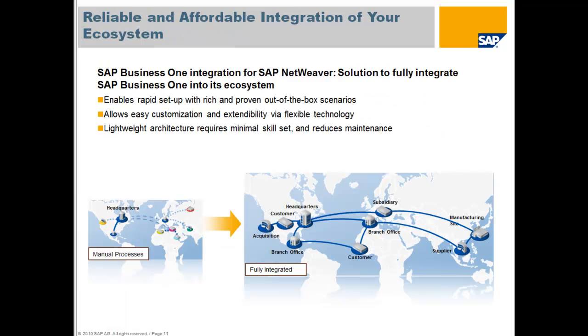We provide reliable and affordable integration for all the people in your ecosystem. I talked about business network integration. That's what this is about. Out of the box, we provide what we call the Business One integration for SAP NetWeaver. This is pre-built integration scenarios that allow you to seamlessly exchange business transactions and master data between your SAP Business One system and the bigger SAP Business Suite or SAP All-in-One.